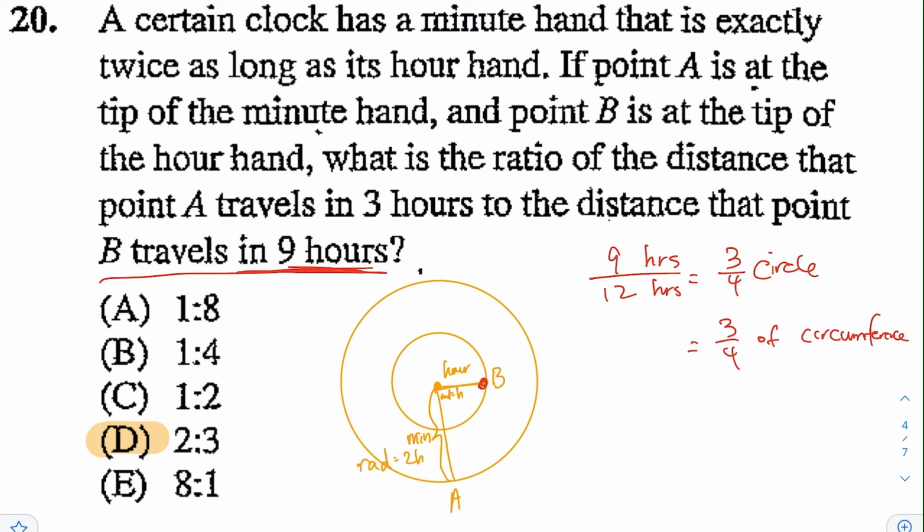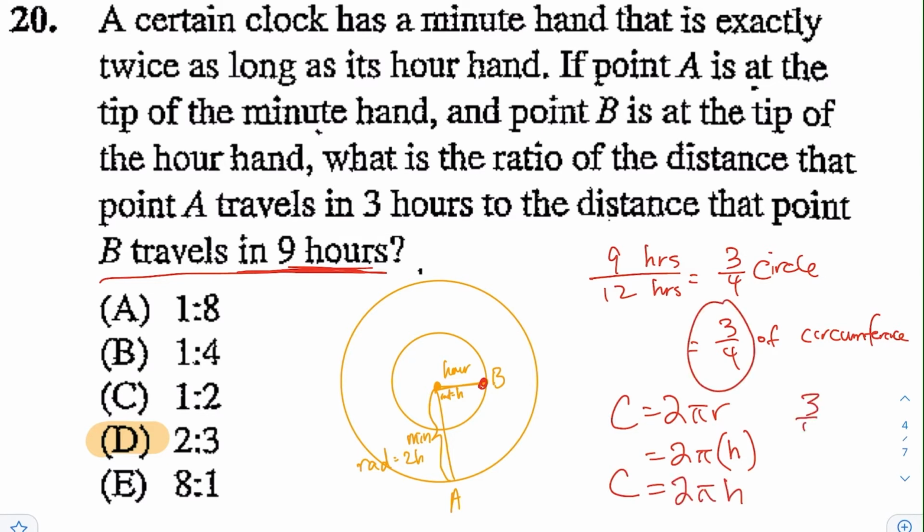And here, the circumference formula is 2 pi r. So the radius, we can call that h. So the distance all the way around will be 2 pi h, but since you only went 3/4 of the way, 3/4 of 2 pi h, cross out the common factor 2, will be 3/2 pi h. So that's for B.